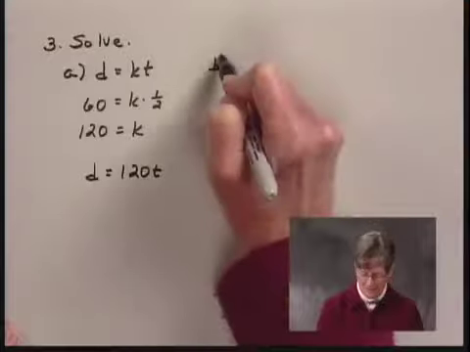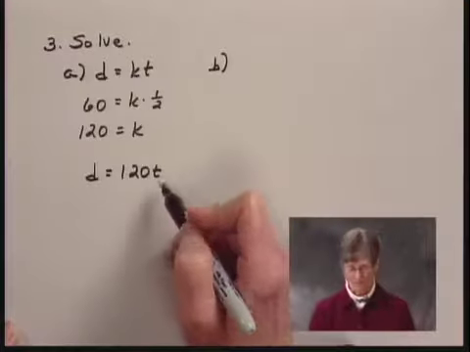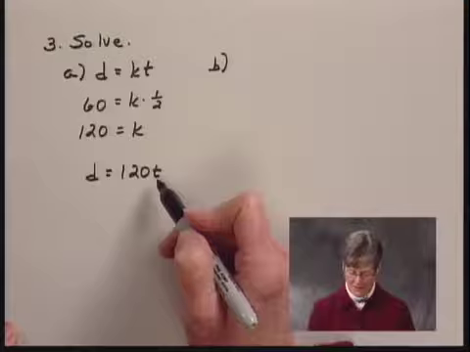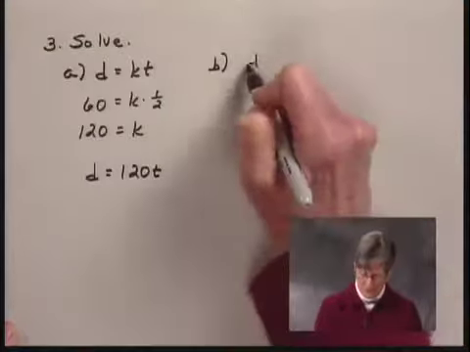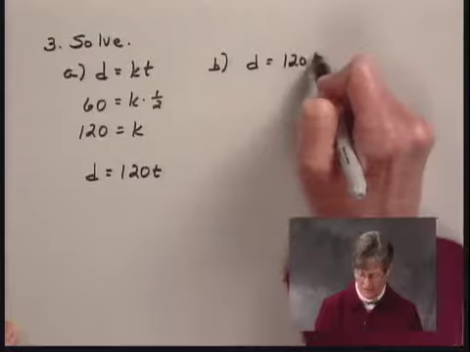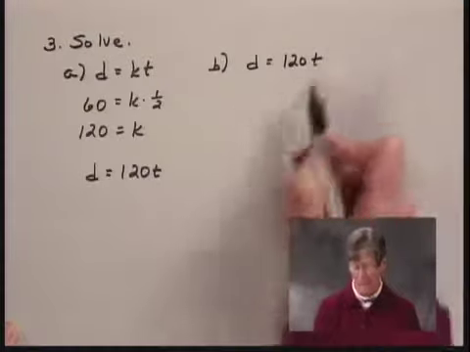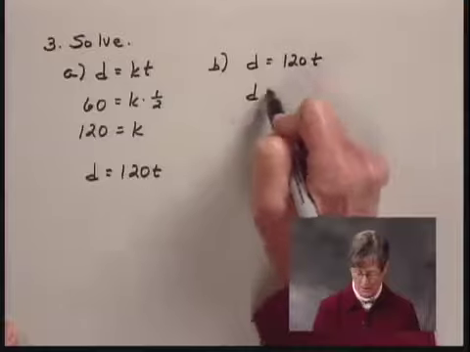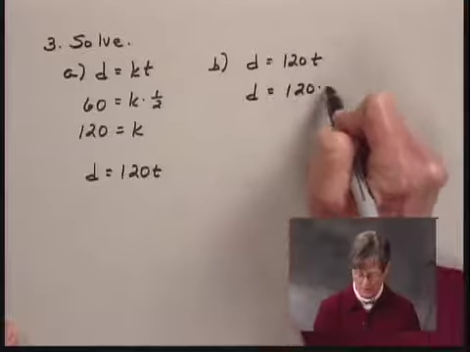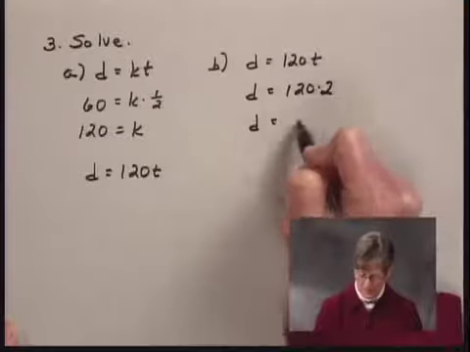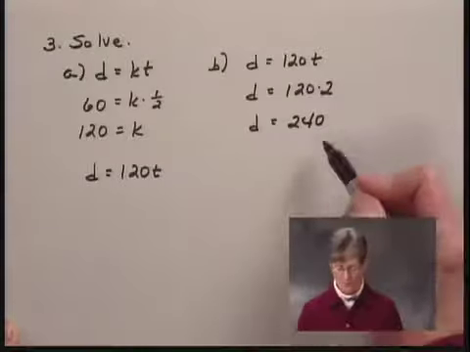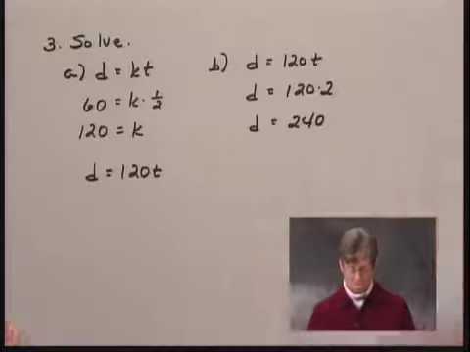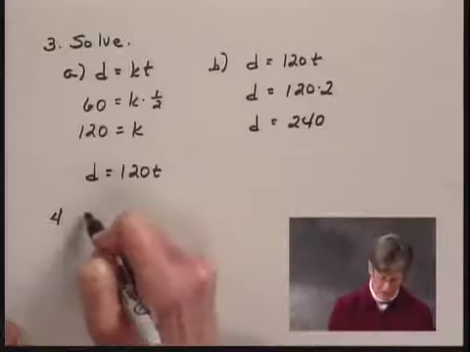Now, the second step then is to use this equation that we found to find the distance that the train will travel in 2 hours. So we have the equation d equals 120t, and we want to know what d is when t is 2. So we substitute 2 for t, and we get d equals 240. So it looks like the train will travel 240 kilometers in 2 hours, and we need to check that in the original problem.